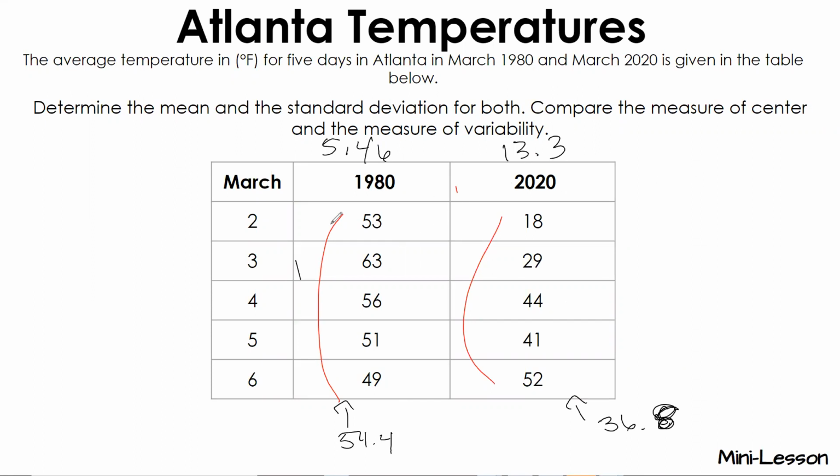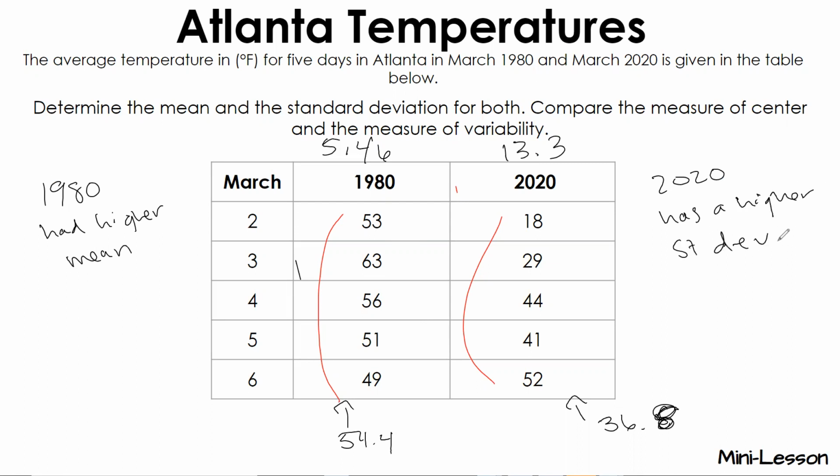Okay, so talk to me. How do I compare these? Which one has that higher mean? 1980. Yeah, 1980 goes in. And 2020 has a higher standard deviation. Okay, that's fine.